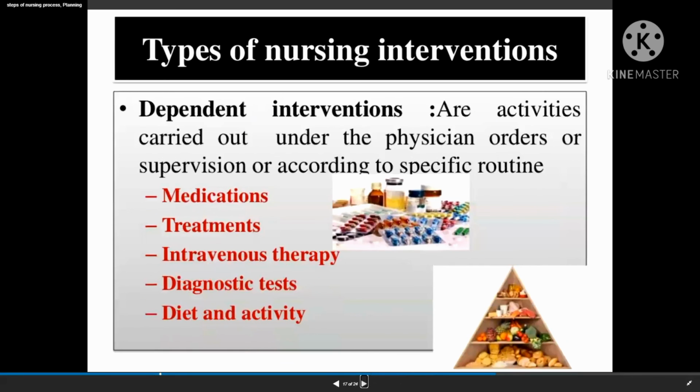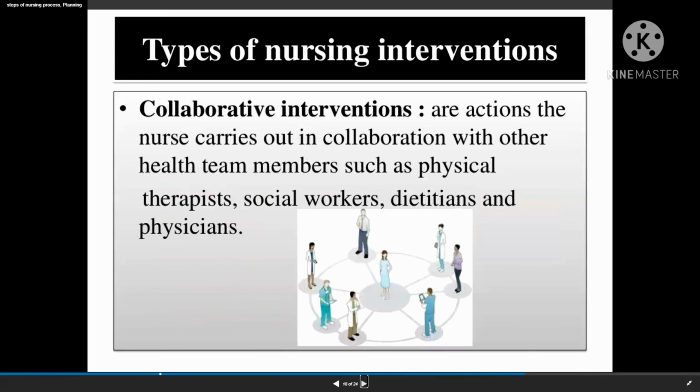Then dependent interventions are activities carried out under the physician's order. You're not performing them independently, but carrying out that care after the physician's order. So medications, treatments, IVs, diagnostic tests, and diet and activity. These are the things prescribed by the doctor, and you are following it and providing it to the patient. That is the dependent intervention.